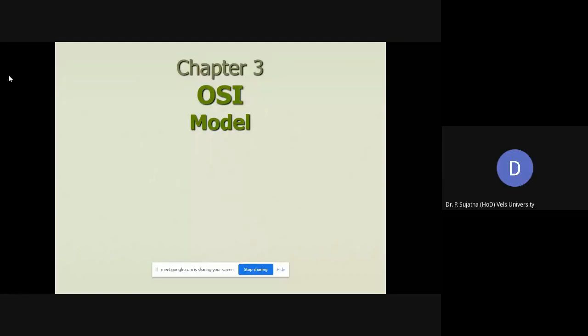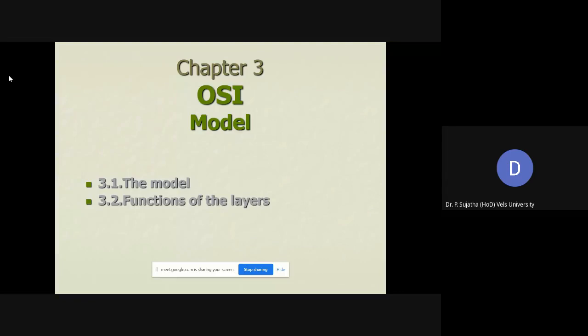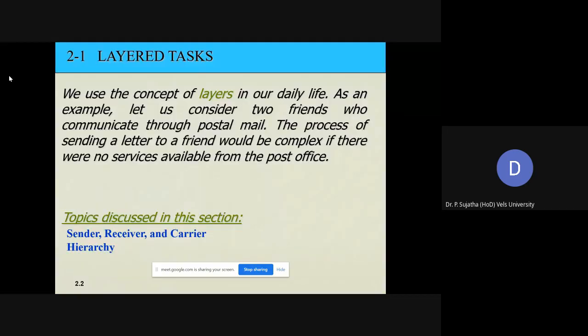Good afternoon, students. So yesterday we saw a little bit about the OSI reference model. Today we are going to discuss what the OSI reference model is, what layers are used in the OSI model, and what the functions of those layers are.